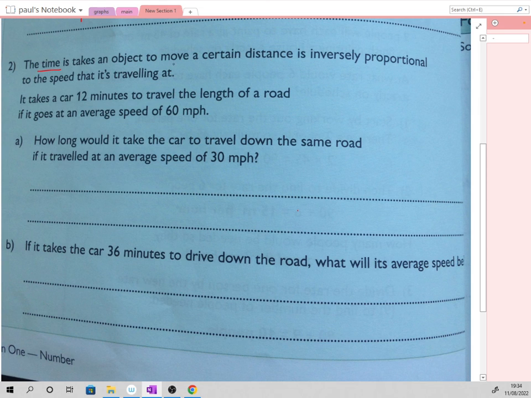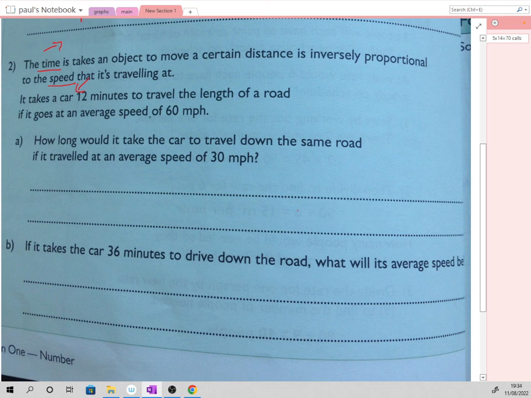Right, so it's not distance, it's the time it takes to move a certain distance. It's not that distance is inversely proportional to speed. I read that wrong. It's time that is inversely proportional to speed. So the faster you go, the less time it takes. The slower you go, the more time it takes. So this is the sort of up and down bits, not the distance.